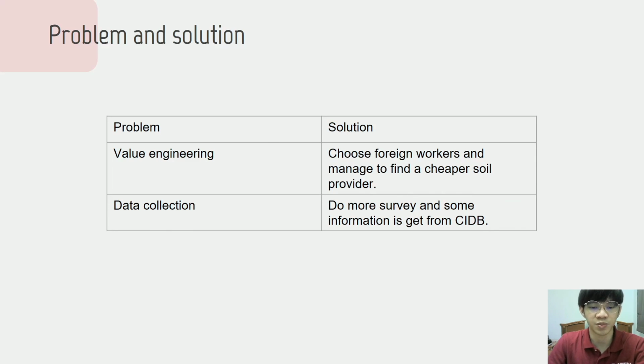The problem faced by the cost and estimating department was when they were doing the value engineering. This is because they had already applied value engineering at the early stage of calculation, so it was a bit tough for them to find factors that could save cost. They solved the problem by choosing foreign workers and finding a cheaper soil provider. Next, they also faced issues when collecting data. A lot of data was not open to the public, so they had to do more surveys on it, and some information they got from the CIDB.